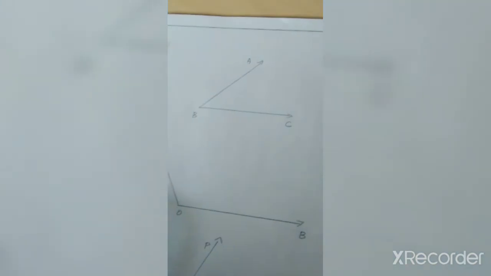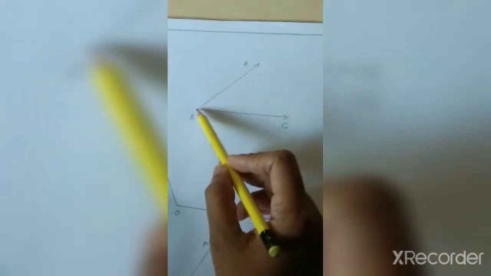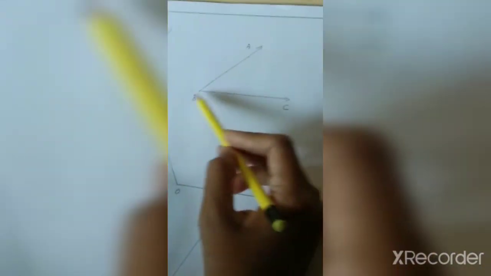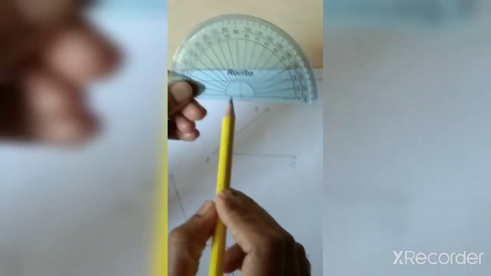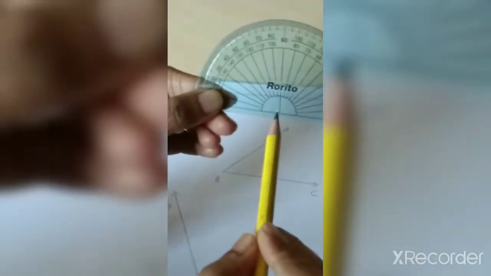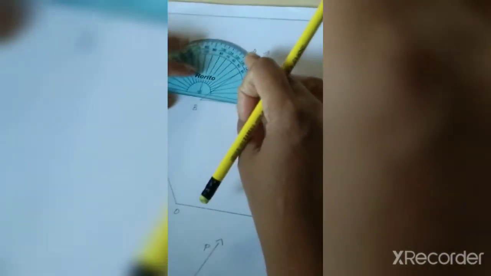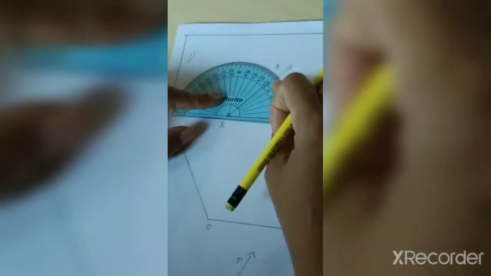Now let us see how to measure this angle. Which is the vertex here? Vertex is the point where the two rays meet. Here the two rays are meeting at point B, so B is called the vertex. Now this is the protractor. The midpoint of the protractor we have to place at the vertex of the angle.